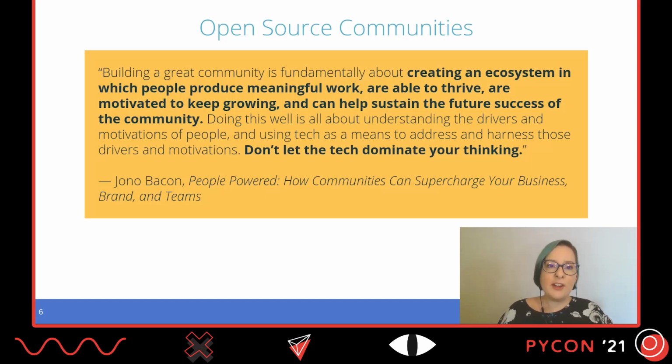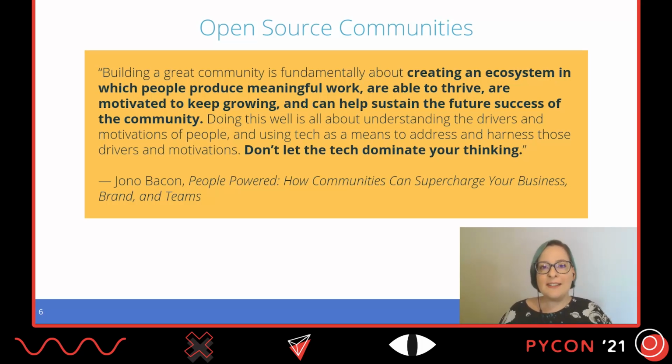I'm bringing here a quote that I like a lot from John O'Bacon in his book People Powered: How Communities Can Supercharge Your Business, Brands, and Teams. The quote says, "Building a great community is fundamentally about creating an ecosystem in which people produce meaningful work, are able to thrive, are motivated to keep growing, and can help sustain the future success of the community. Doing this well is about understanding the drivers and motivations of people and using tech as a means to address and harness those drivers and motivations. Don't let the tech dominate your thinking."